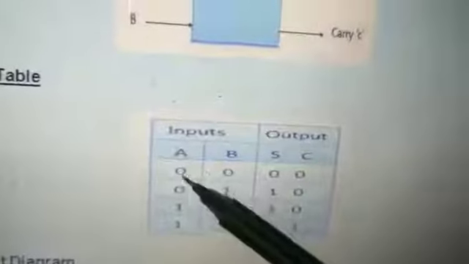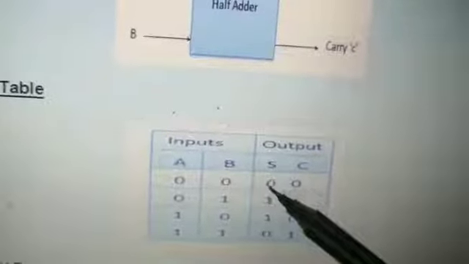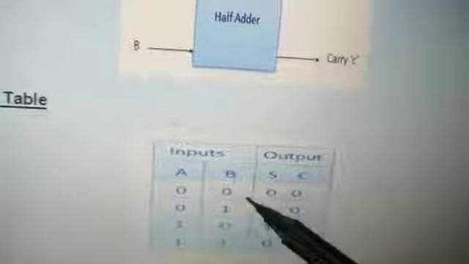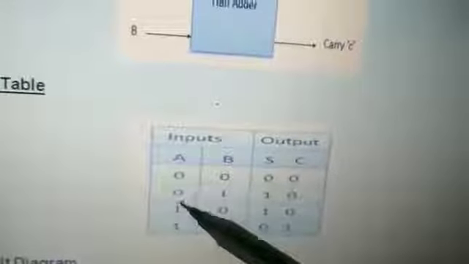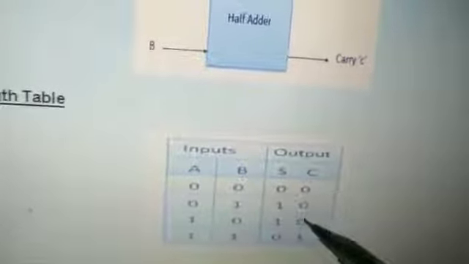See, if we add 0 plus 0, what will be the output? 0 plus 0 is 0. There is no carry. 0 plus 1, applying the binary rule, is also 1 in the sum. There is no carry. If you add 1 with 0, the answer is the same: the sum is 1 and there is no carry.